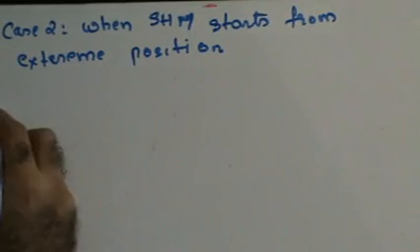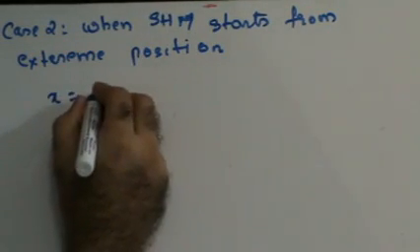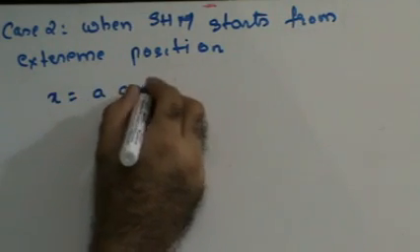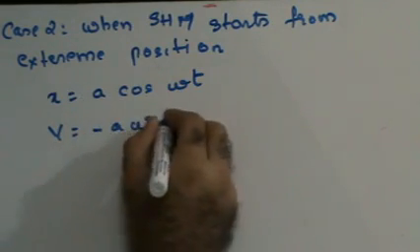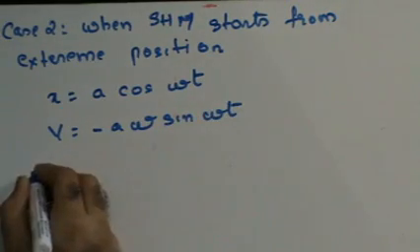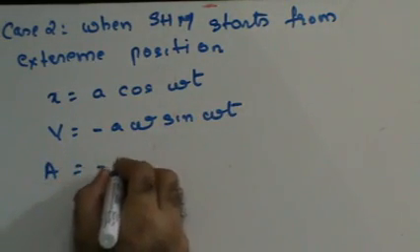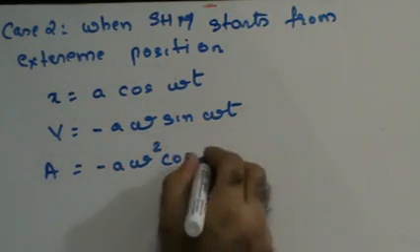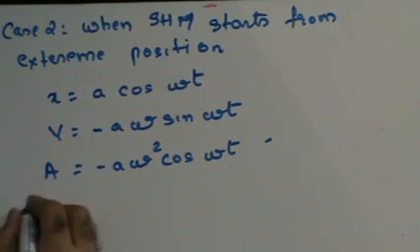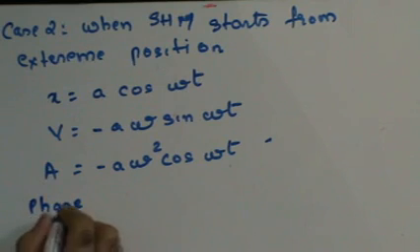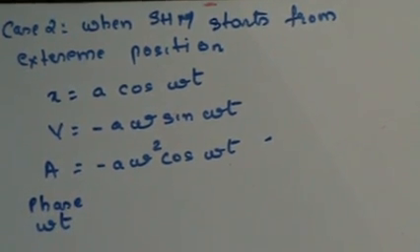When SHM starts from extreme position, displacement is given by the formula A cos omega t, velocity is given by the formula minus a omega sin omega t, and acceleration is given by the formula minus a omega square cos omega t. Right? Now, let's first make the table for this. Phase is omega t. What are the various values? 0, 90, 180, 270 and 360. These are the various values that you can have.